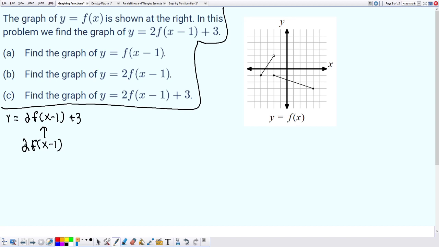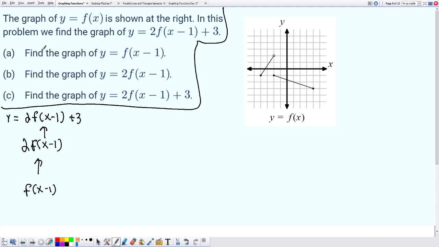Well, I know that the 2 in the front, when you multiply by 2, what you're doing is just expanding it vertically by double, since the 2 is being multiplied to the whole function, f of x minus 1. So if I could just figure out what f of x minus 1 is, I can easily go back to 2 times f of x minus 1 to figure out what that is, and then I can figure out what the entire function 2 times f of x minus 1 plus 3 is. So let's start out with that.